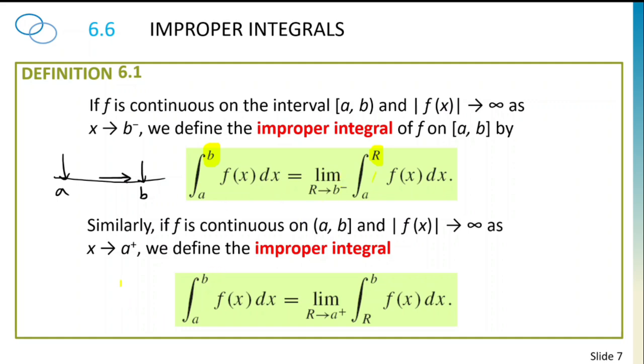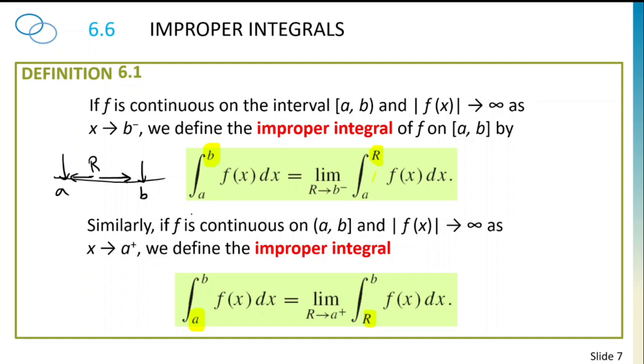If the issue is with a this time, it's discontinuous at a, we'll do exactly the same technique. We'll replace a with r, and we'll take the limit as r approaches a, but this time from the right. Notice this right and left, it's just like where it approaches to. So see that this is a. If we're approaching a, we're coming from where? From the right side. It approaches a from the right side. So this is the definition we're going to follow in the next few examples.